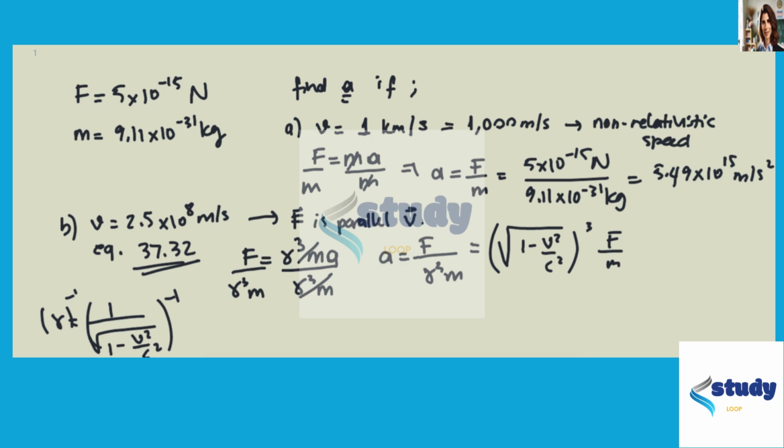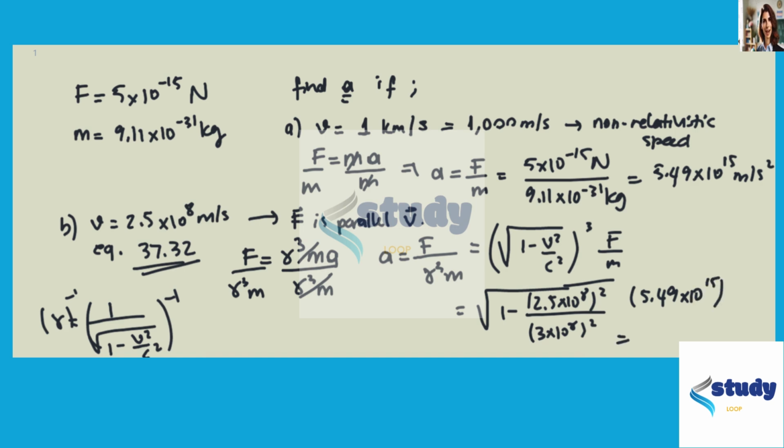over m. So the square root of 1 minus 2.5 times 10 to the power 8 squared divided by 3 times 10 to the power 8 squared, times F over m, which is already 5.49 times 10 to the power 15 meters per second squared. If we calculate this, we're going to find the acceleration to be 9.27 times 10 to the power 14 meters per second squared.